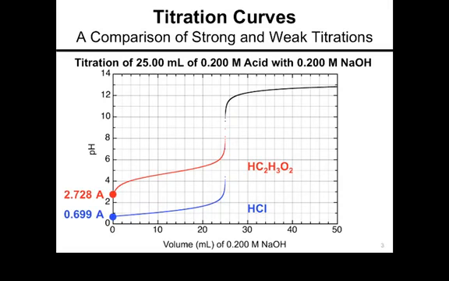So initially, the pH of the acids before the titration started, it's 0.699 calculated for HCl and 2.728 calculated for acetic acid. Well, that makes sense. Acetic acid is a weak acid, HCl is a strong acid. So before the titration starts, the acetic acid will have less dissociation, less hydrogen ions, therefore a higher pH.